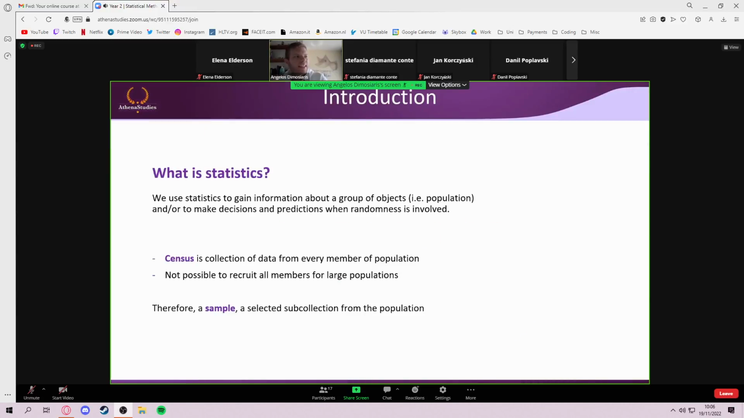First of all, what is statistics? So we use statistics to gain information about a group of objects and/or to make decisions and predictions when randomness is involved. Okay, so let's break down this sentence. So we want to gain information about the population. That makes sense, right? And we want to make decisions and predictions.